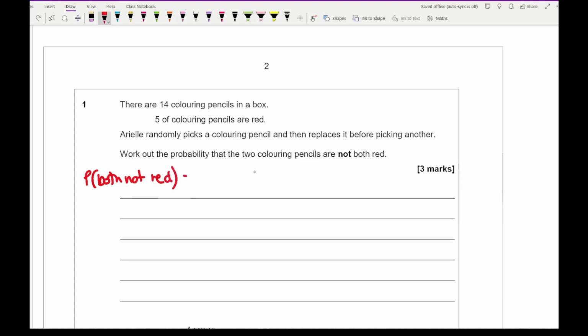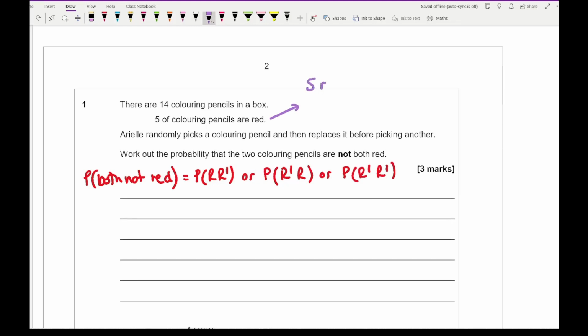when 2 are chosen. So that's going to be either the probability of getting a red and not red, or the probability of not red and red, or the probability of not red and not red. So if I then work out each of these individual probabilities, now if 5 pencil crayons are red, then out of 14 that means that 9 are going to be non-red.